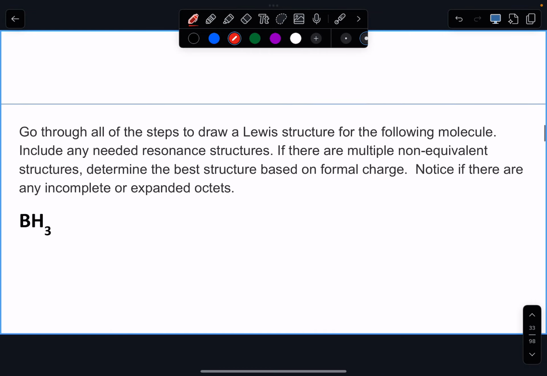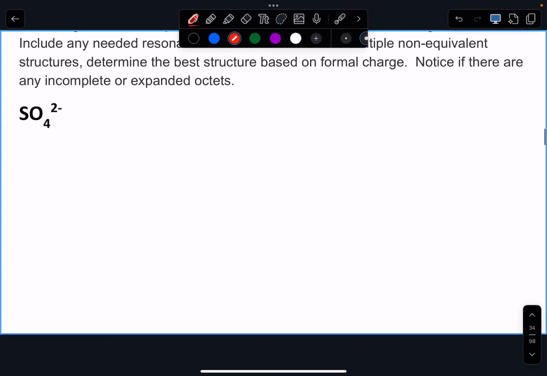We didn't do BH3. We can come back to it. It's not a big deal. I don't want to lose my rhythm.